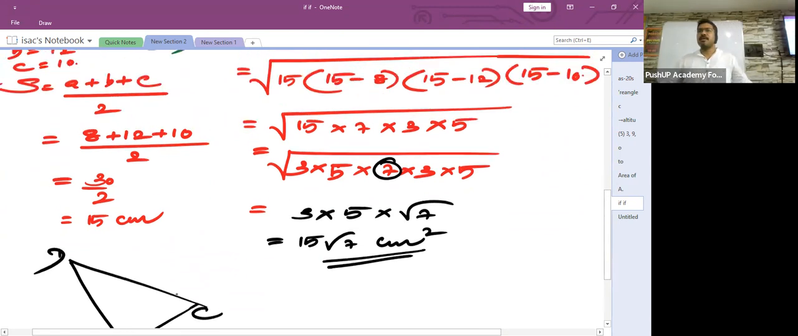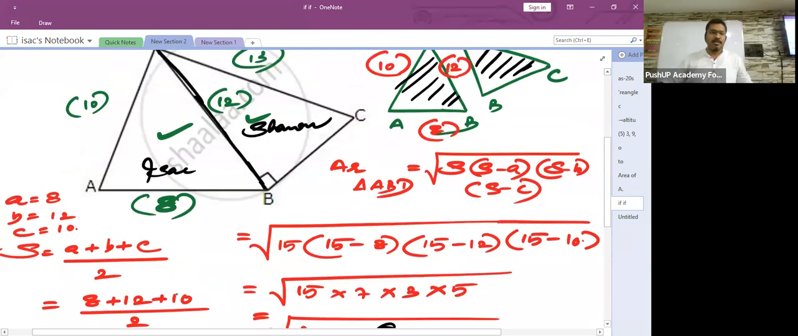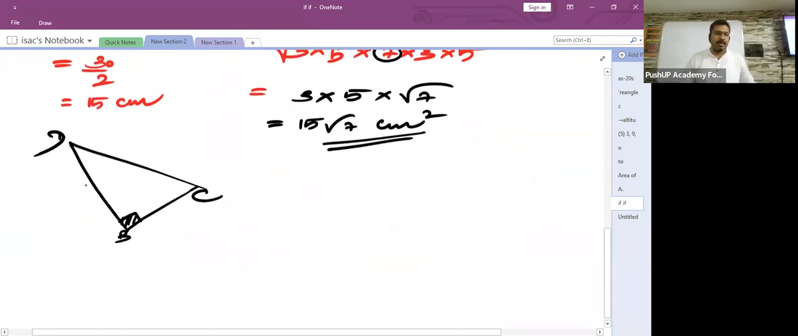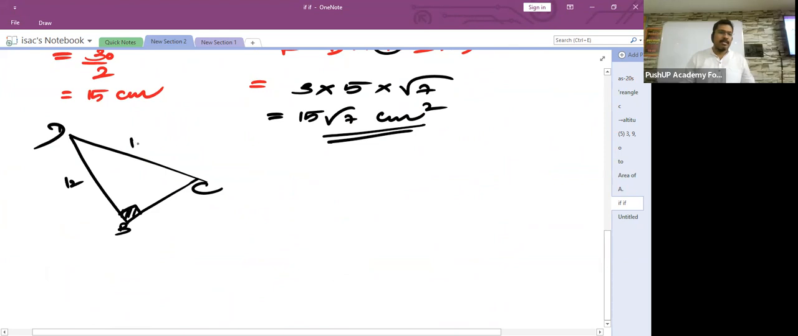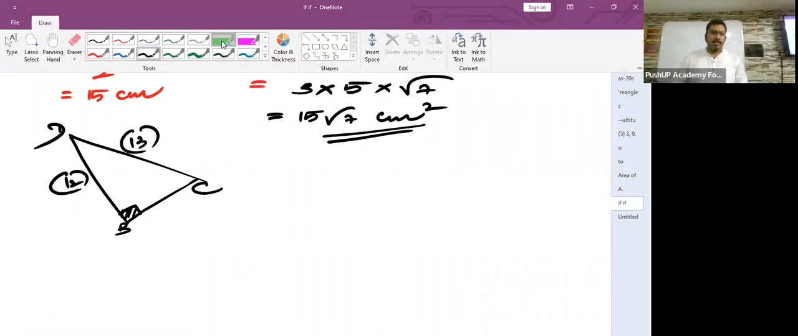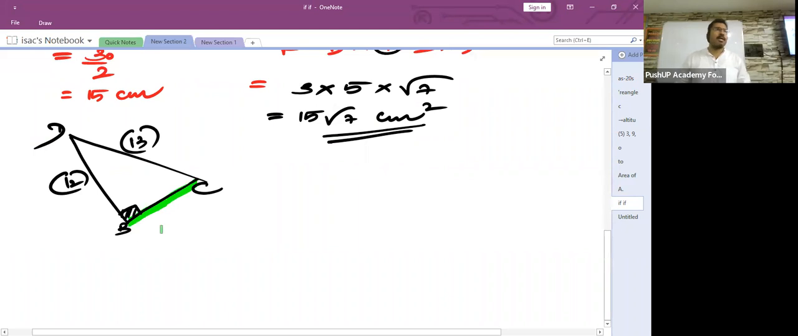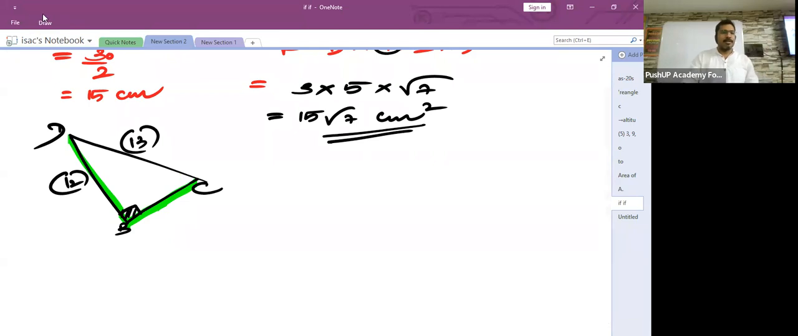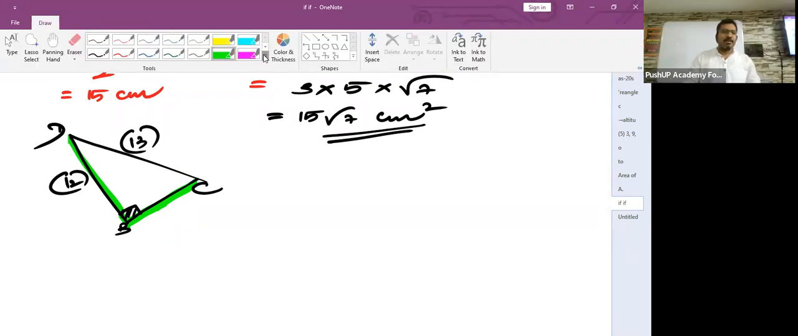How much was BC given to you? No, BC is not given. DB is given. DB is 12. DC is how much? 13. Children, again, you have come across a right angle triangle. Hence, we can apply Pythagoras theorem to get the value of BC, isn't it? Because in this right angle triangle, BC can be considered as the base of the triangle, and DB can be considered as the height of the triangle. Now, how will you find the value of BC?